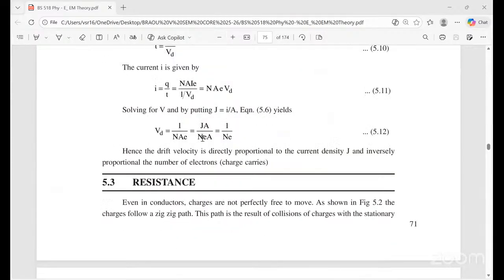So the formula should be like this. J dot A is I. I equals J times A.